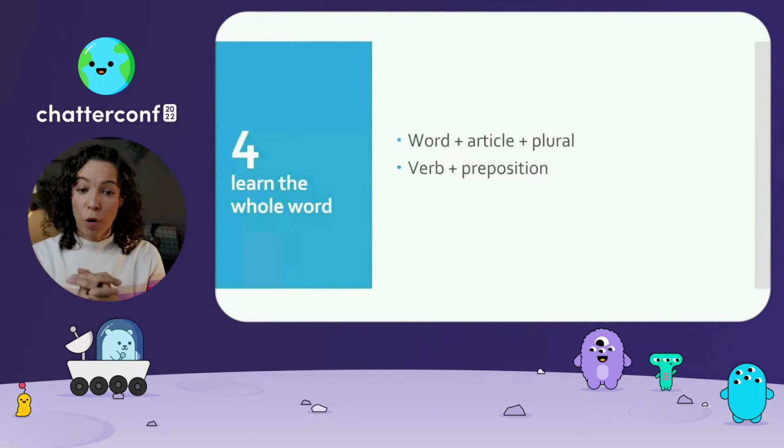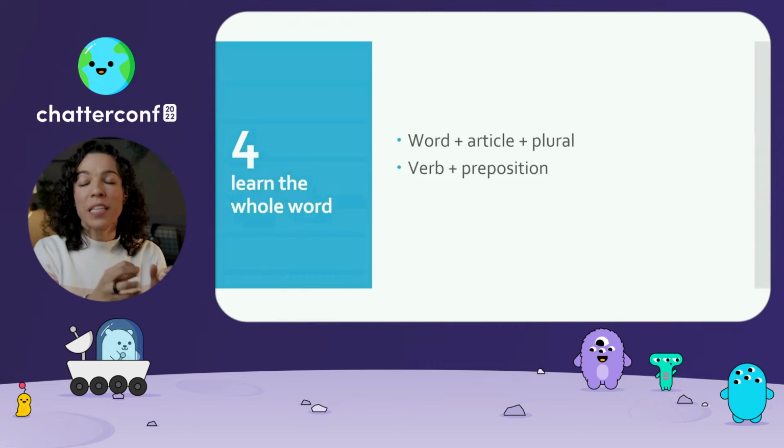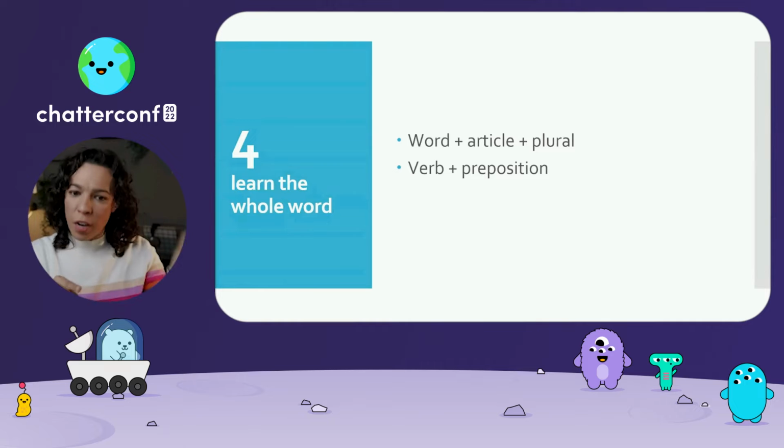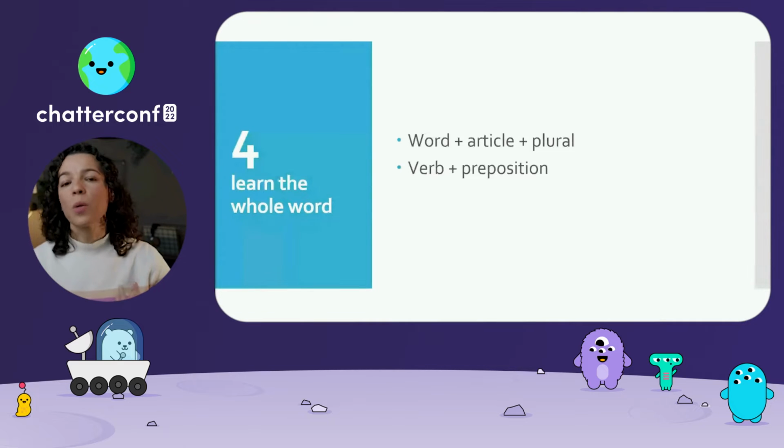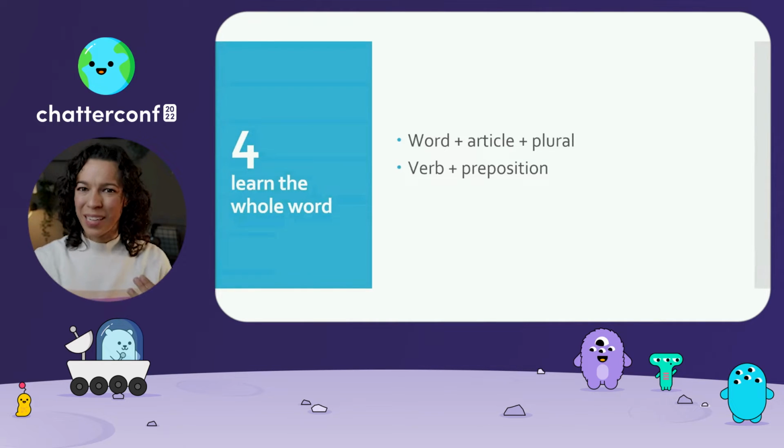When you learn a word, please learn the whole word. And with that, I mean, if you learn a verb, please learn also the preposition that maybe always goes with that verb. And if you learn a noun, learn the article and the plural. As I was saying, this might not be relevant in every language, but for example, in Spanish it is kind of relevant, and in German, you need to do this.